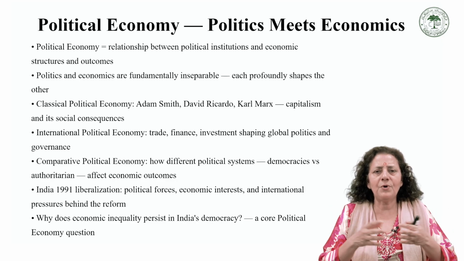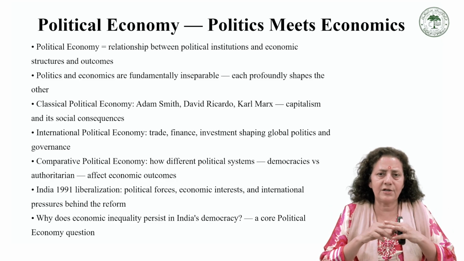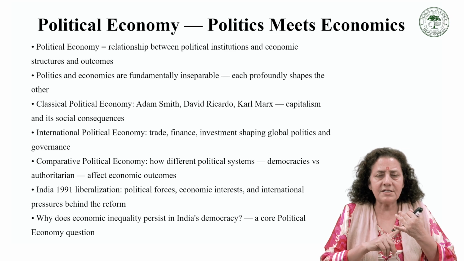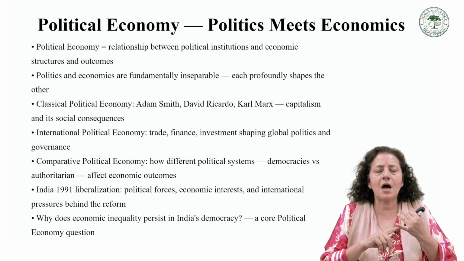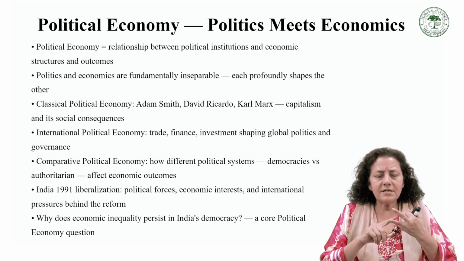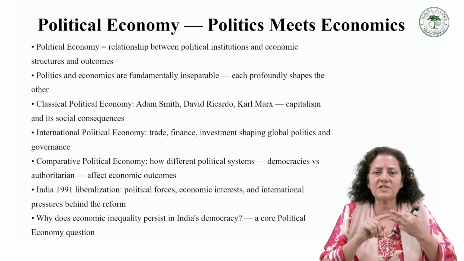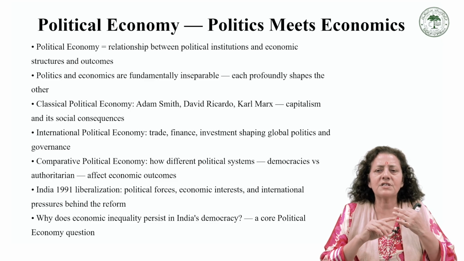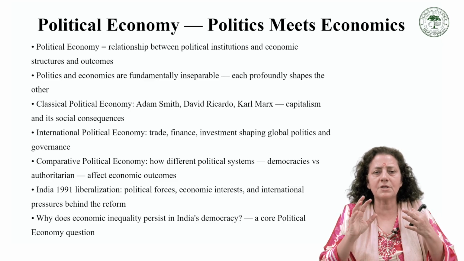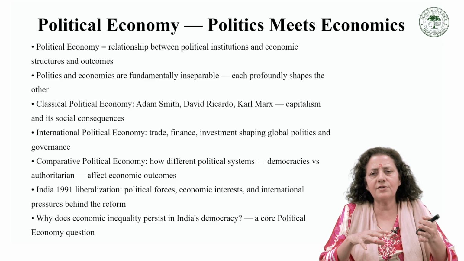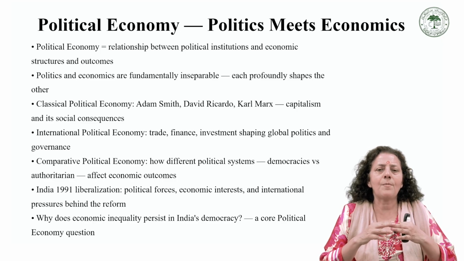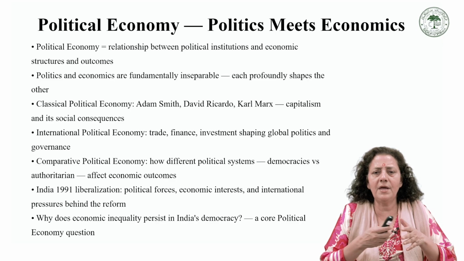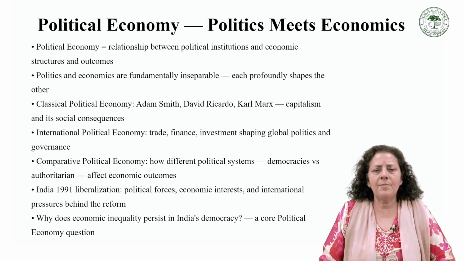In the 20th century, political economy developed in two main directions. The first is international political economy, which examines how economic interdependence, trade, finance, and investment shape international relations. The second is comparative political economy, which examines how different political institutions, democracies versus authoritarian regimes, federal versus unitary systems, produce different economic outcomes.